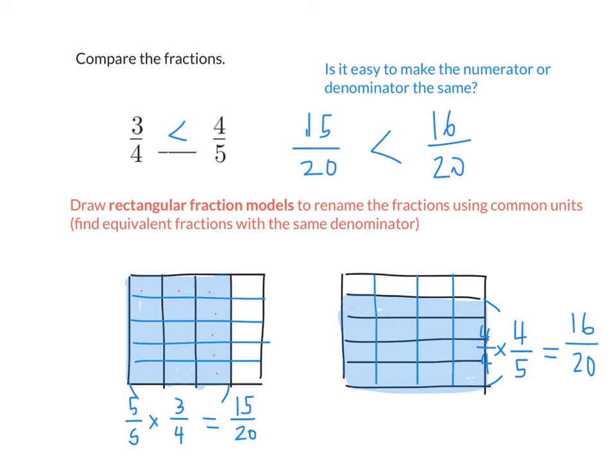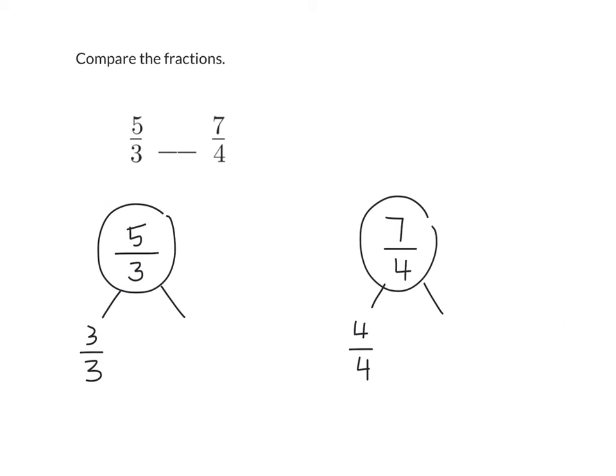Did we end up with the same numerator or the same denominator? Everyone? Same denominator. Very good. You need to draw rectangular fraction models like this to show how you do it, okay? Sometimes if we have improper fractions, you'll notice we have 5/3. 5 is bigger than 3, so that's an improper fraction. And we have 7/4. It can help us to use number bonds to compare.